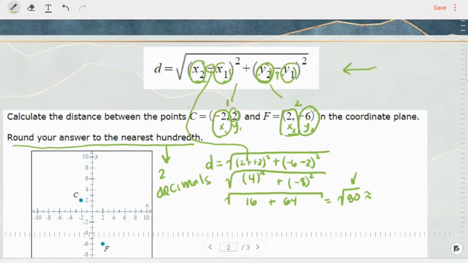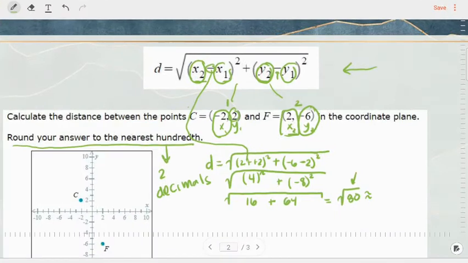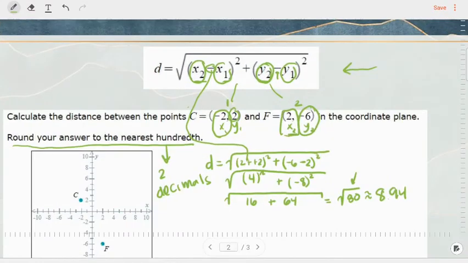2 decimals. So I'm going to go back to my calculator. Square root, clear it, square root of 80. And I see that it says 8.944. I'm going to for sure keep the 8.9, and then I have to decide, is that 4 enough to round up, or does it stay the same? And it stays the same because the number after it is not above 5. So 8.94 is approximately, yep, I wrote that down right, the correct answer. That is the distance between C and F.